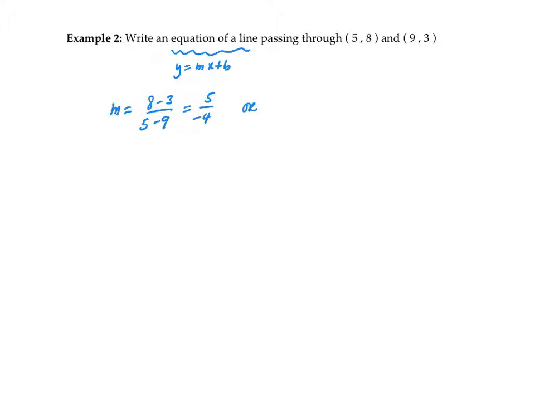Now, you could have also done 3 minus 8 divided by 9 minus 5, and that would give you negative 5 over positive 4. So no matter which way you do it, your slope still comes out to be negative 5/4. So far we have y is equal to negative 5/4 x plus b. And our next step is to find that y-intercept. I just have to give you a heads up, sometimes they're not whole numbers. Like on our first example, the y-intercept was a nice negative 3, no fractions involved. This one is going to be a little bit messier.